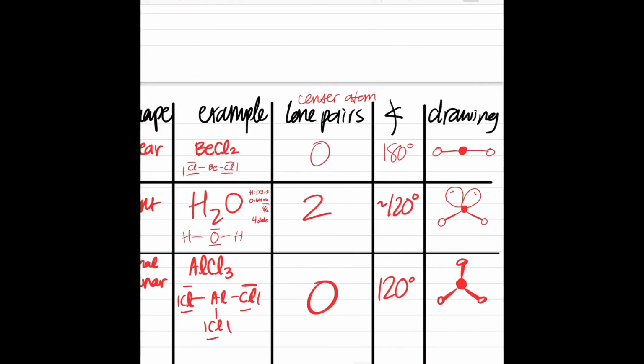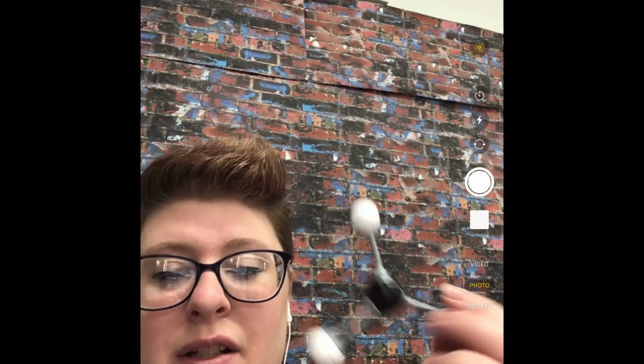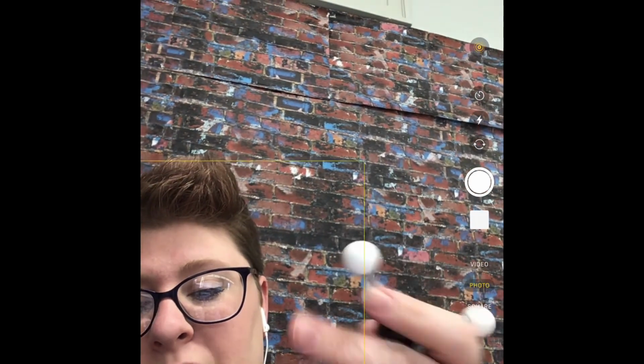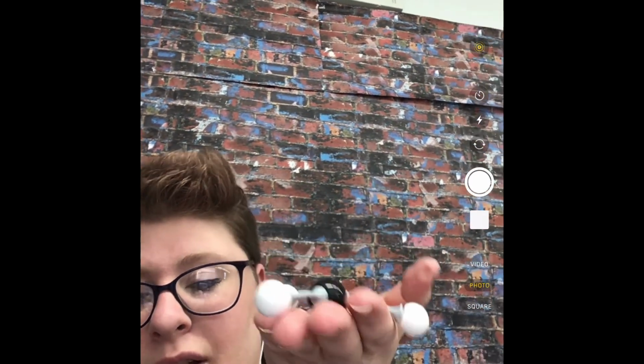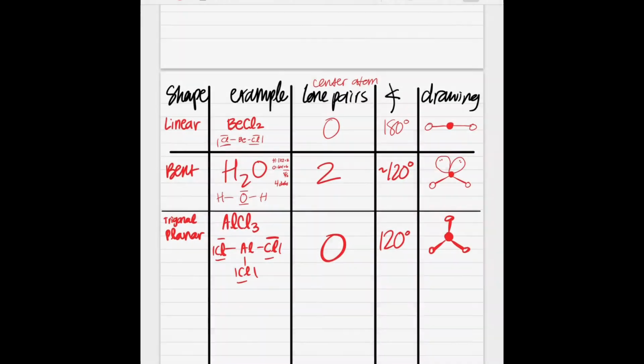But remember, I drew that in a Lewis structure. When I draw it in my VSEPR structure, it looks like this. That's more of what it looks like. We're doing trigonal planar, and planar means flat. Trigonal planar looks like this. This one's got a little bent, but this is trigonal planar. It's completely flat. There's nothing going up or down. That's trigonal planar.